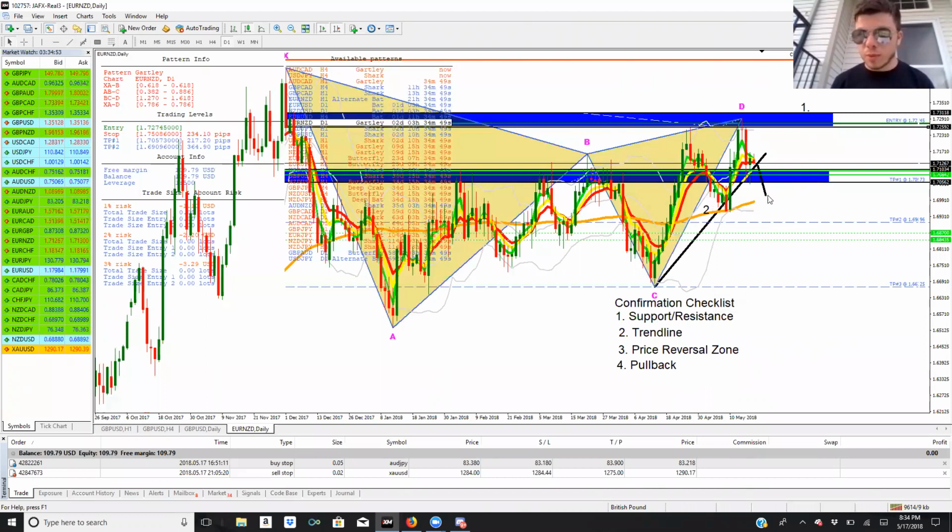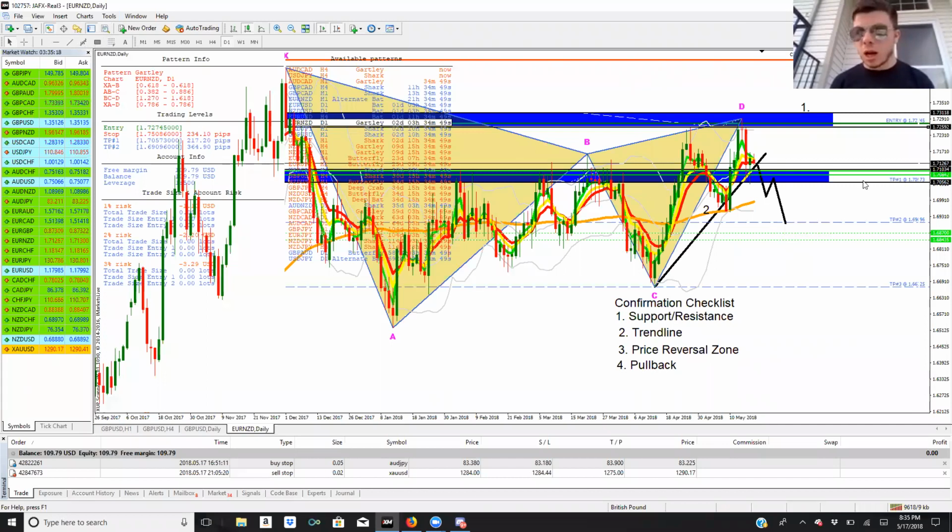I want to see this break below. I want to see this come back up. And then I want to see this continue. Oh, come on. And I want to see this continue all the way to TP2. Okay. We won't get greedy. We'll get out before that.